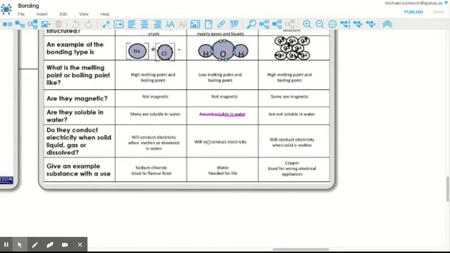Because the molecules are not charged, they're not ions, they're not moving, simple binary molecular compounds do not conduct electricity. And again, a good example is water.